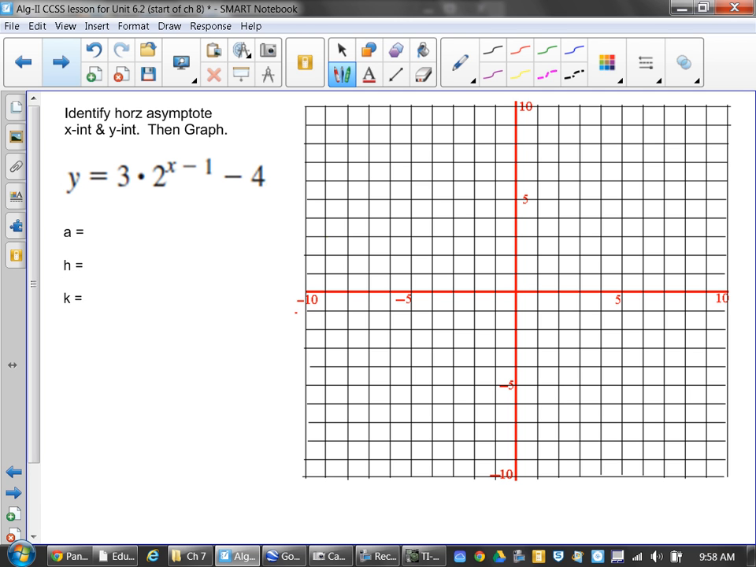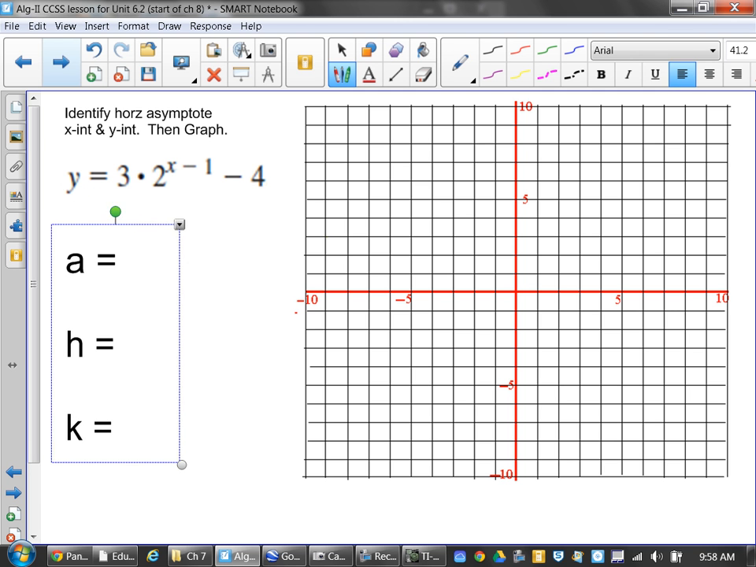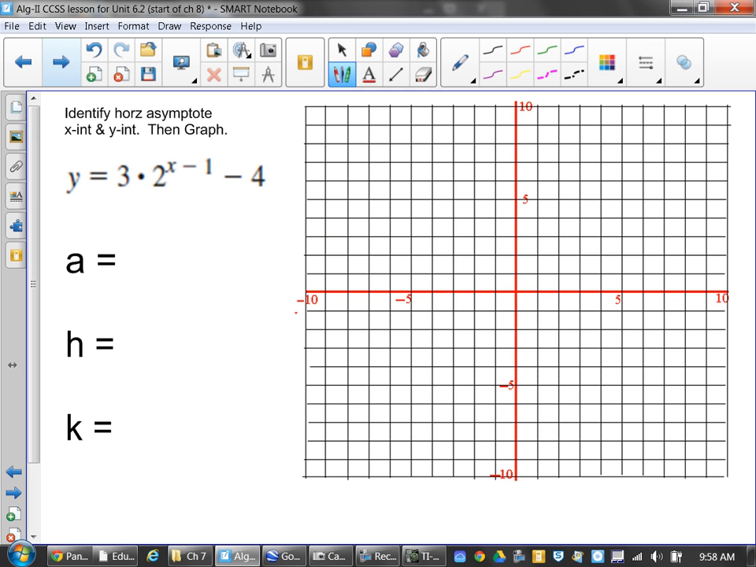All right. So let's start out with labeling our A, H's, and K's. What's my A value here? 3. What's H? 1, because it's minus 1. And then what's K? -4. Good. Which means all of my parent function ordered pairs are going to go where? Right 1, down 4.